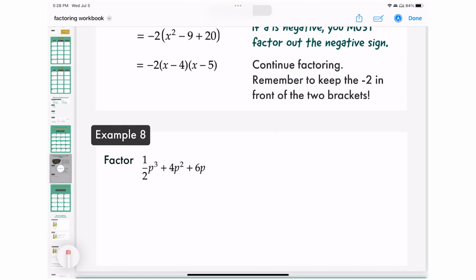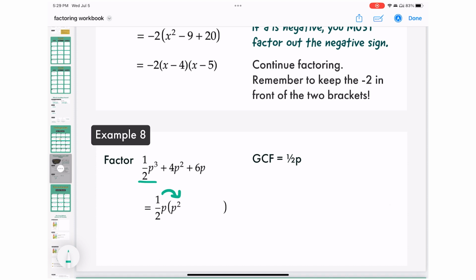The next example has a fraction in the GCF. I see a lot of my students get stumped by fractions, but you have to remember that the procedure is still the same every time. We're going to factor out half p because that's the GCF. Then our first question is, what does half p multiply by to get half p cubed? We need to multiply by p squared.